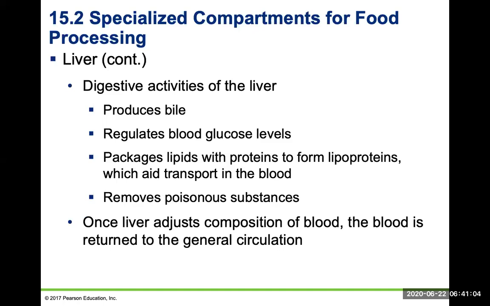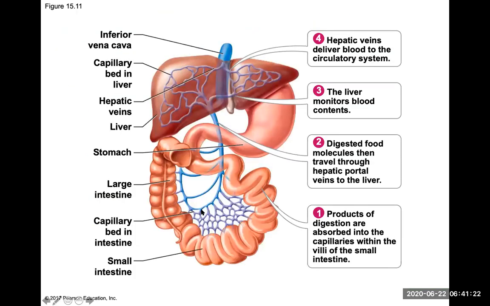Digestive activities of the liver, mainly producing bile. It also regulates blood glucose level by storing glycogen, packages lipids with proteins, and removes poisonous substances. And once the liver adjusts the composition of blood, it will be returned to general circulation. So here's a look at the capillary beds absorbing the nutrients and other molecules that have been digested from the small and large intestine, taking it to the liver where we have another capillary bed where everything is getting cleaned out, and then the hepatic veins, and then we'll eventually deliver it back into your inferior vena cava, which will take that cleaned blood back to the heart.